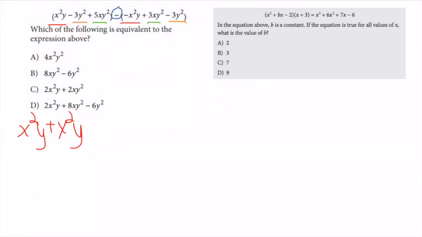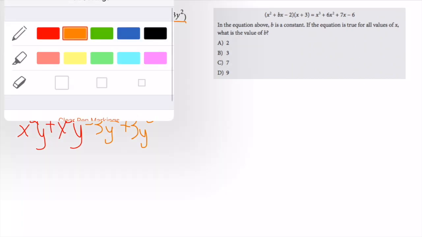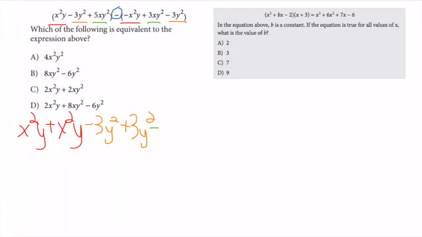Okay, the orange ones I have negative 3y squared minus negative 3y squared, so again positive 3y squared. And then I have 5xy squared minus a positive 3xy squared. So that becomes minus 3xy squared. Okay, and now I will just add together their coefficients.